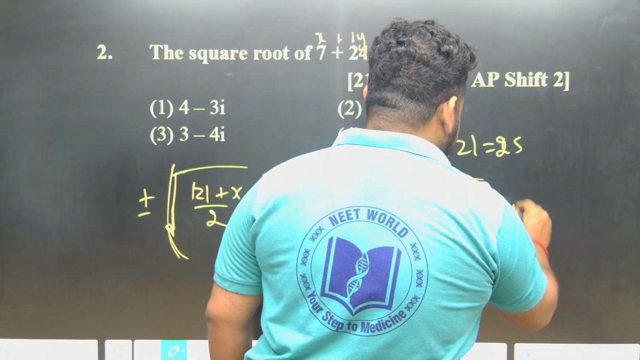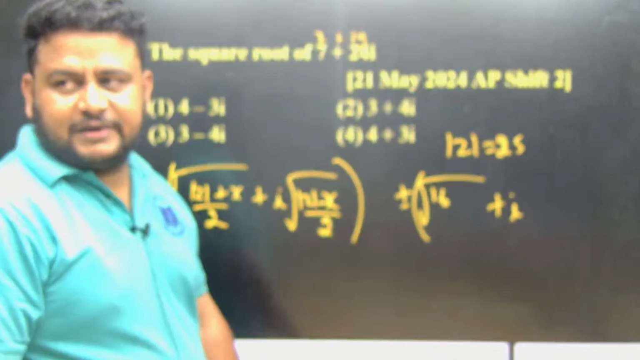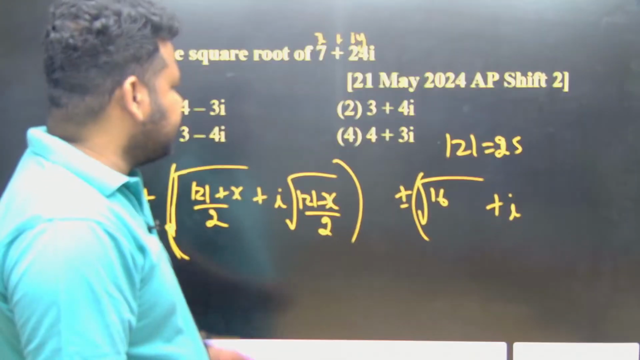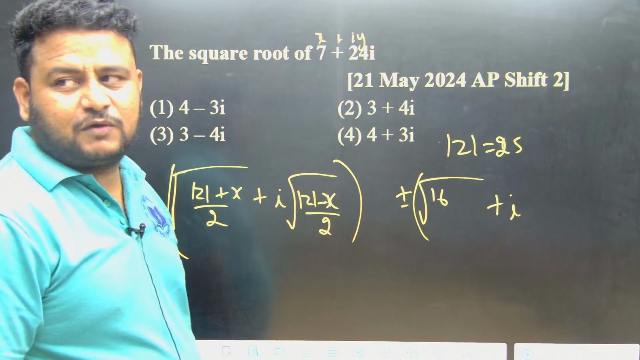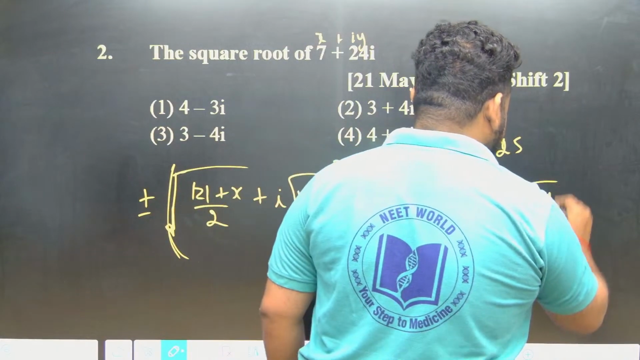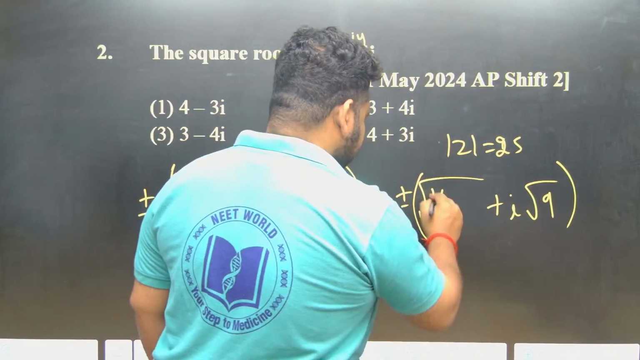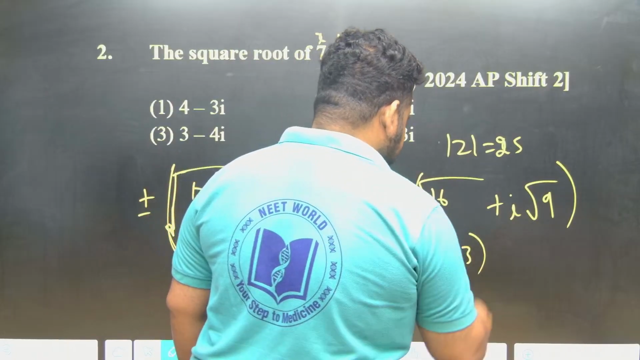Okay. Plus I into 25 minus x. 25 minus x is what? 25 minus 7. 25 minus 7 is what? 18. So 18 divided by 2 is what? 9. So square root of 9 is what? Let me write it here one more step. Square root of 9. So plus or minus square root of 16 is what? 4 plus I into square root of 9 is what? 3. So this is what we are having.